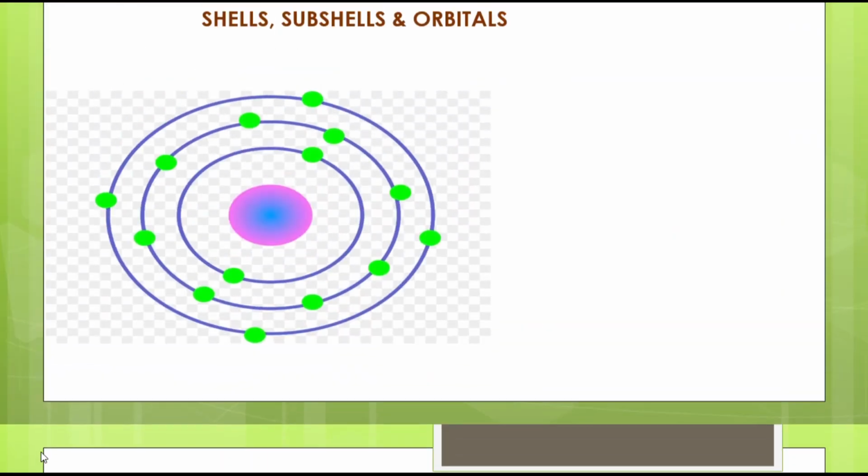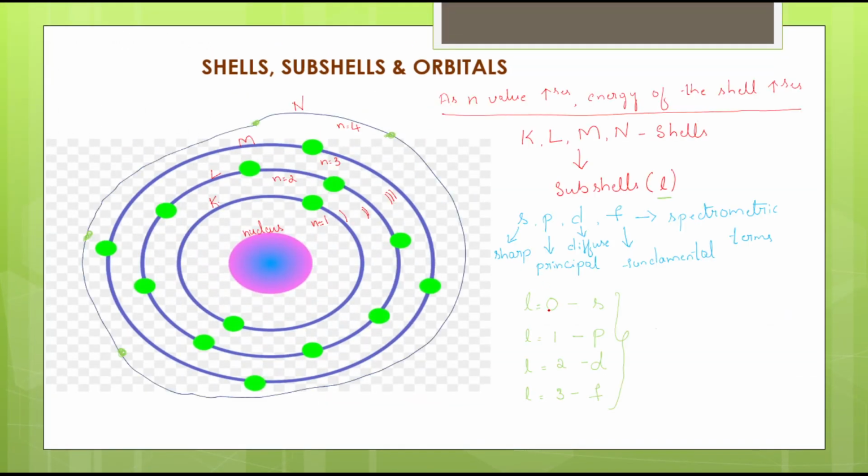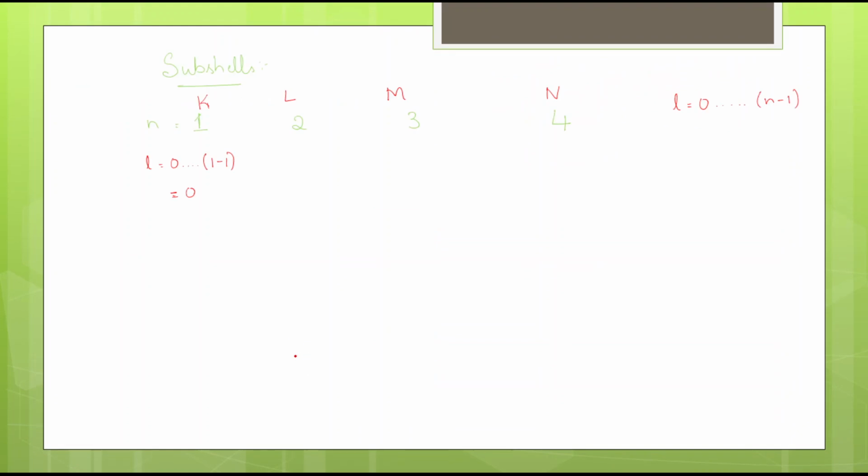So if the L value is 0, then which subshell is it? It is the S subshell. So if the L value is 0, that means it is the S subshell. We shall mention that later. So if N is equal to 2, that is the second orbit or second shell, then the L value will be from 0 to 2 minus 1.